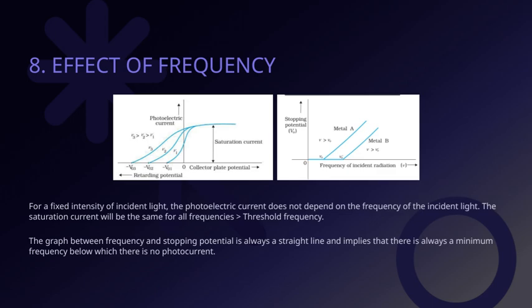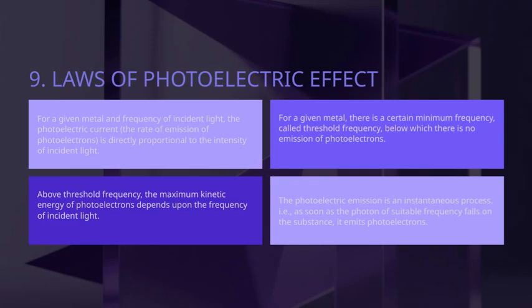So the frequency essentially determines whether electrons are emitted at all. But once that threshold is crossed, the current is governed by the intensity, not the frequency. This understanding is fundamental to the quantum nature of light and the photoelectric effect. The photoelectric emission is an instantaneous process, which means that as soon as a photon of suitable frequency hits the material, photoelectrons are emitted immediately.